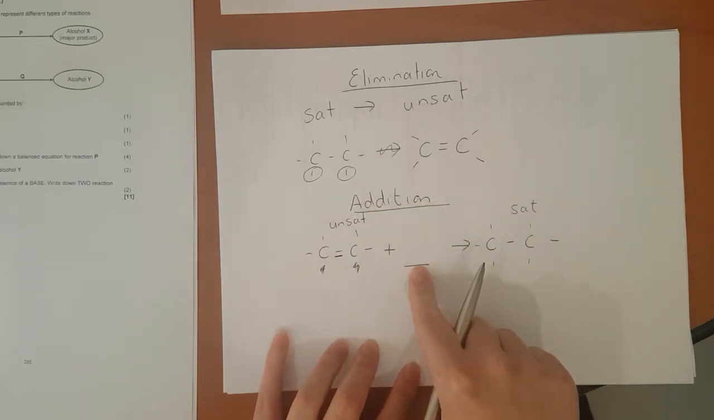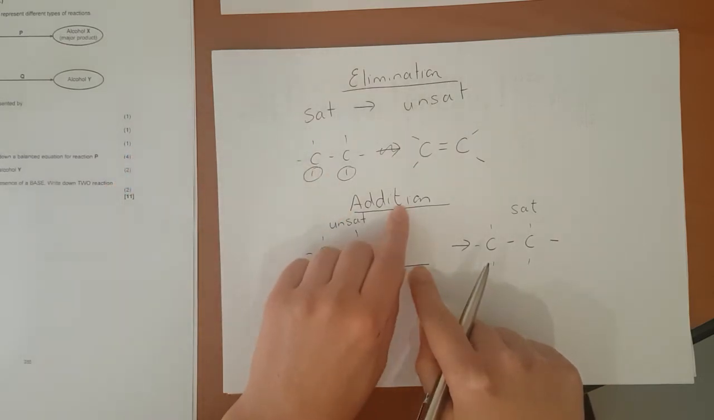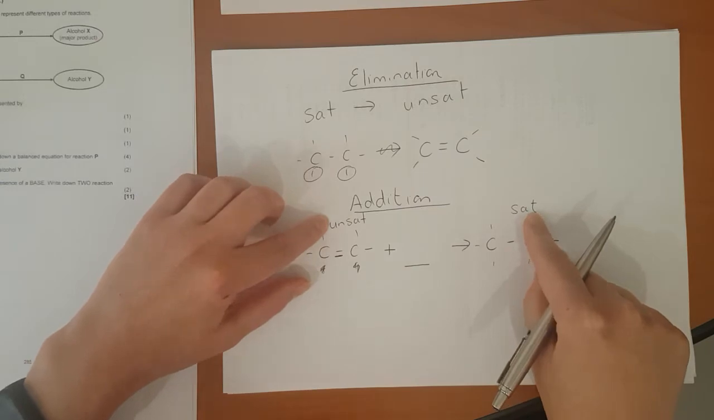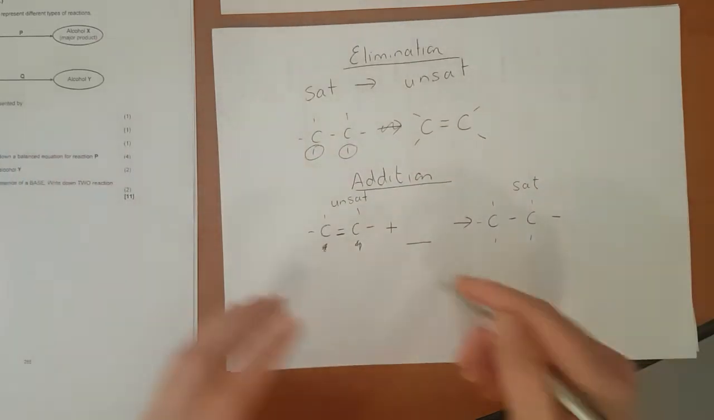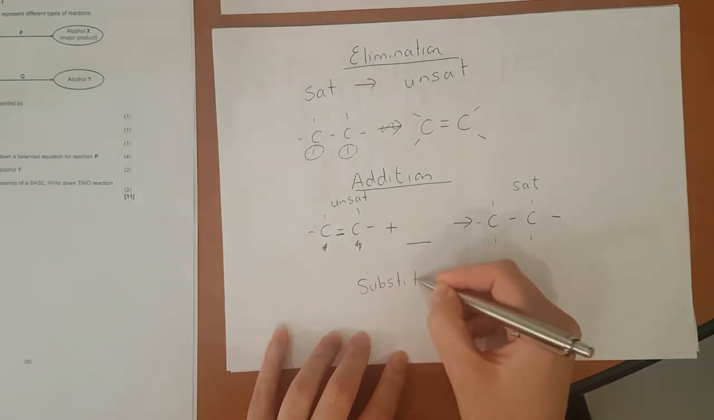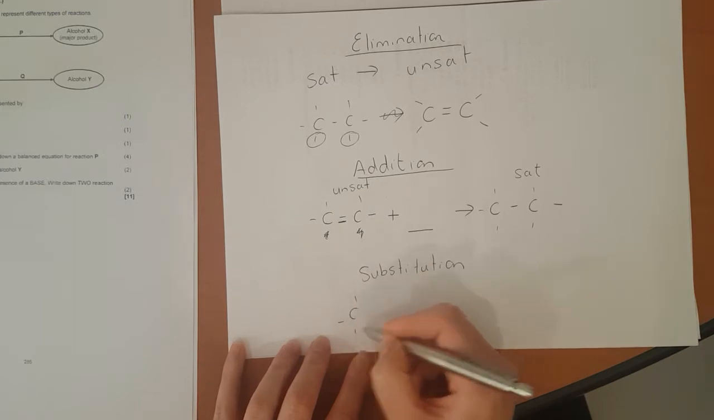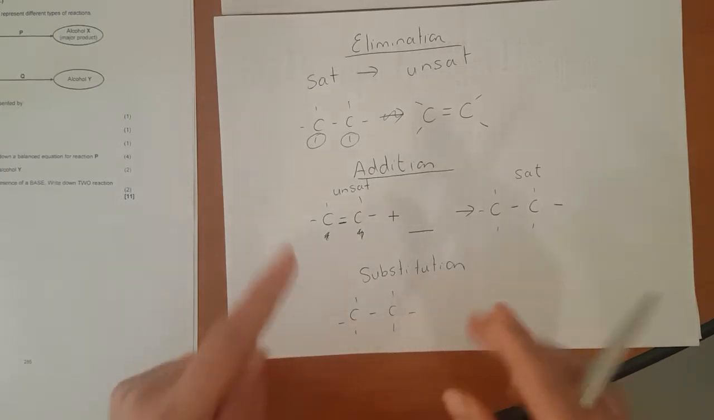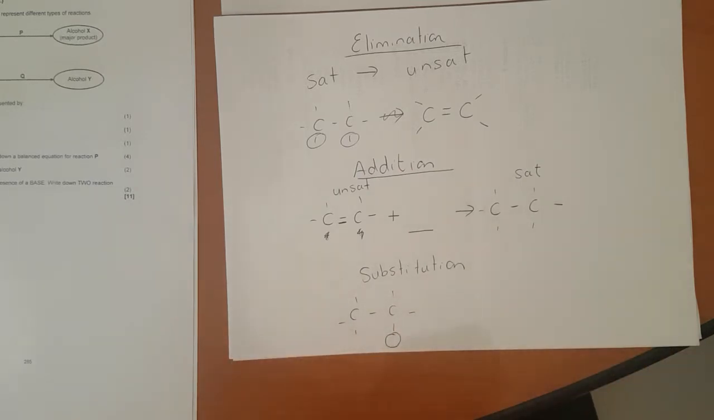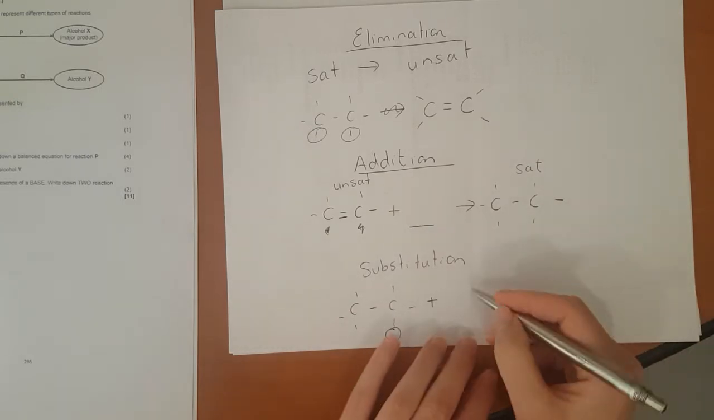Now there's a whole bunch of things you can add here, just like there's a whole bunch of things you can remove here. So during an addition reaction, you have to go from something that's unsaturated to something that's saturated. That's the key, the biggest thing. Then there is substitution. And during substitution reactions, those are actually quite simple. You're not kicking something out, you're not adding something, you're just taking something away and replacing it with something else.